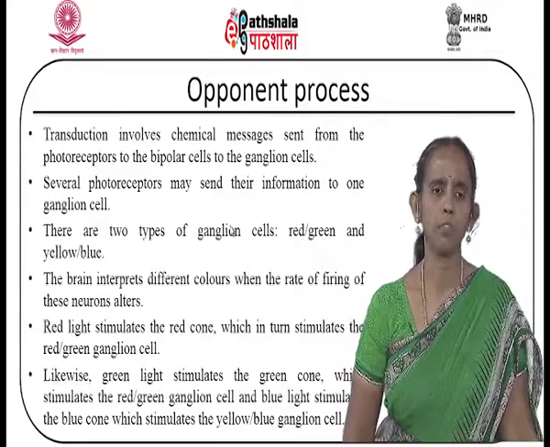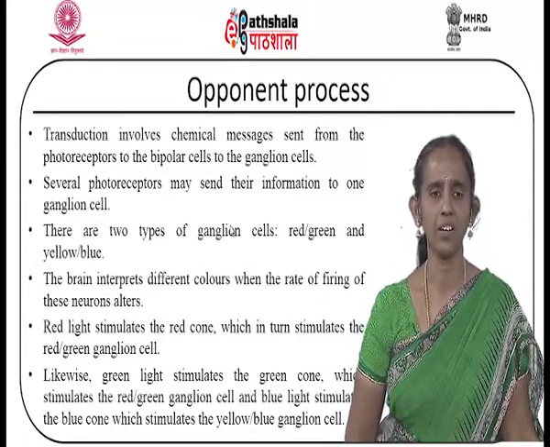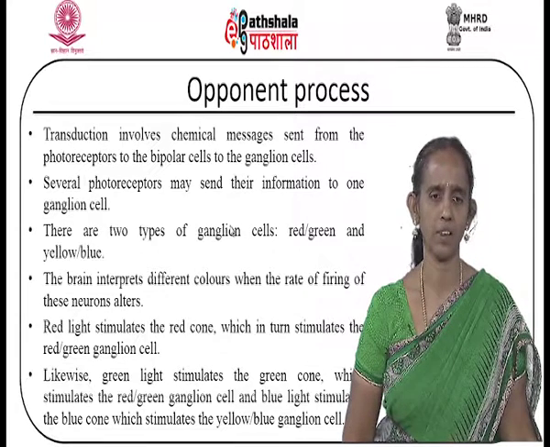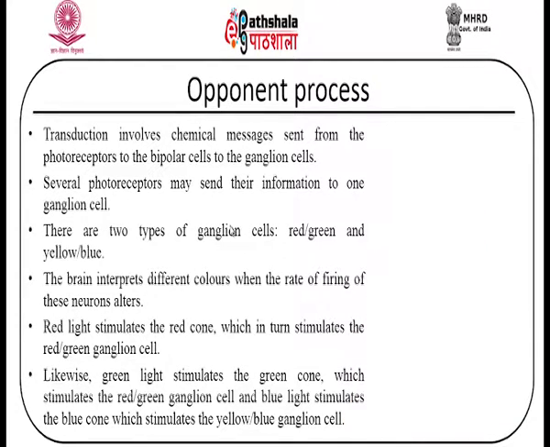There are 2 types of ganglion cells, namely the red-green and the yellow-blue ganglion cell. The brain interprets different colors when the rate of firing of these neurons alters. The red light stimulates the red cone, which in turn stimulates the red-green ganglion cell. Likewise, the green light stimulates the green cone, which stimulates the red-green ganglion cell. And similarly for the blue light, which stimulates a blue cone, and this in turn stimulates the yellow-blue ganglion cell.